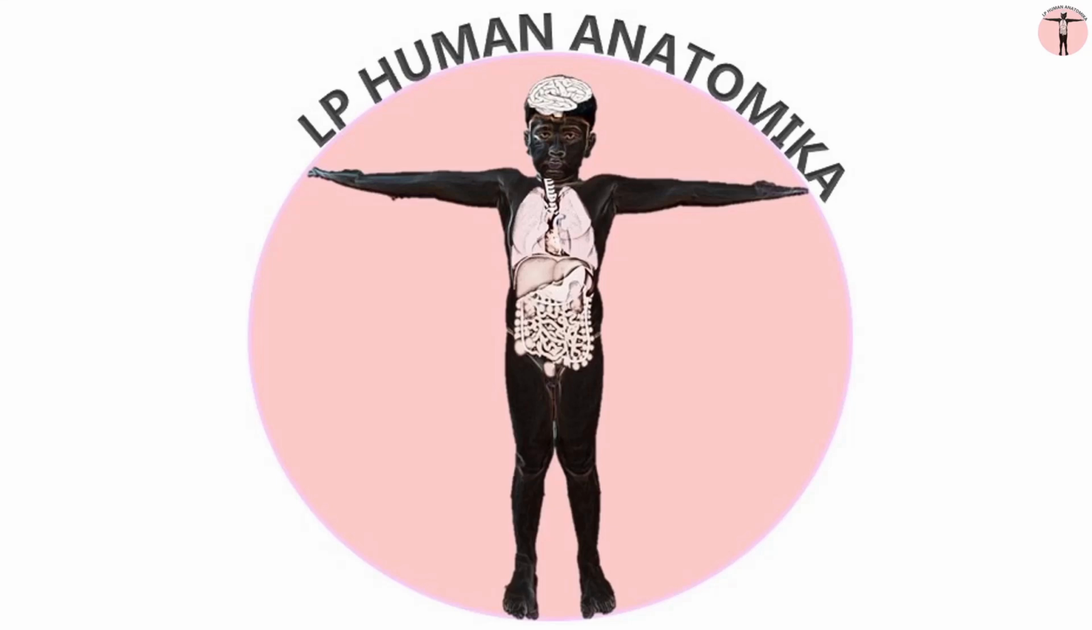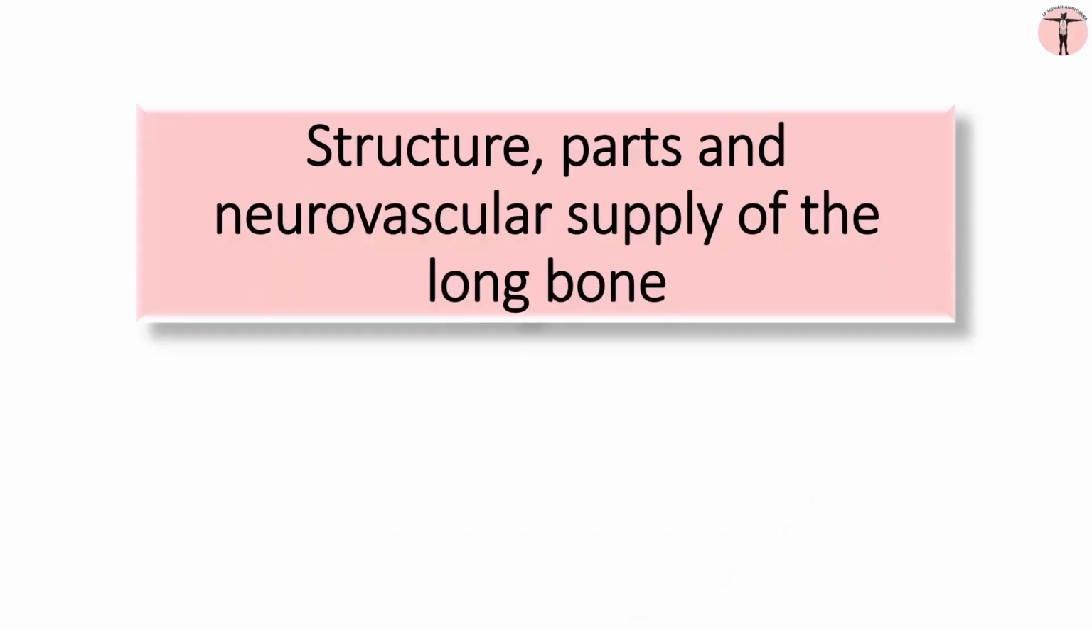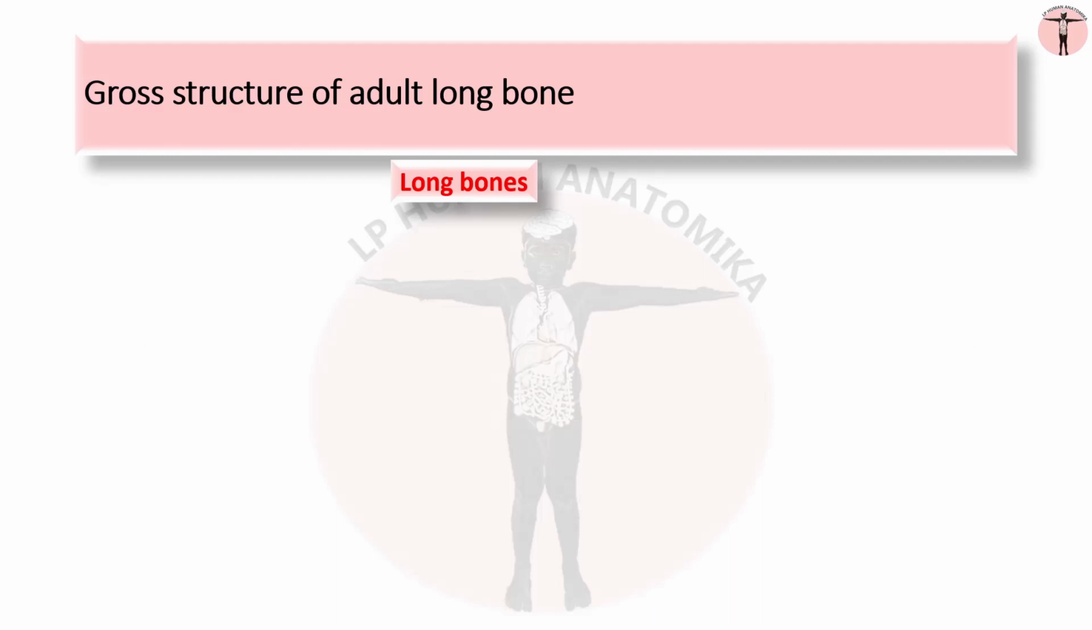Welcome back to Anatomiqa. In the previous session, we had discussed the terminologies for describing the bone features. In this session, we will discuss the structure, parts, and neurovascular supply of the long bone. To start with, we will take a look at the gross structure of an adult long bone.